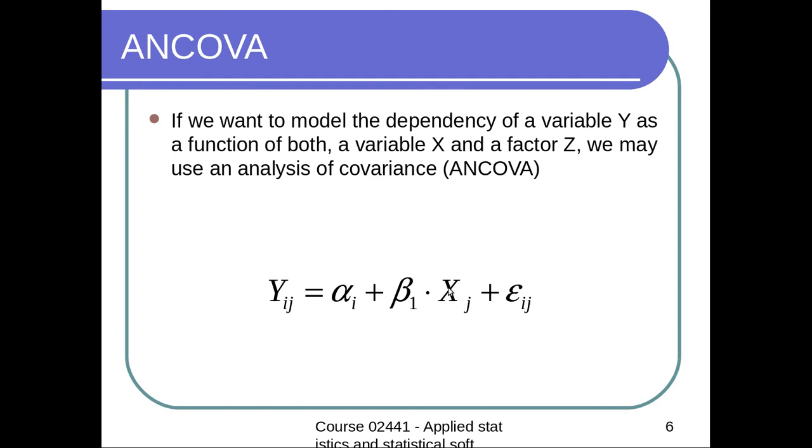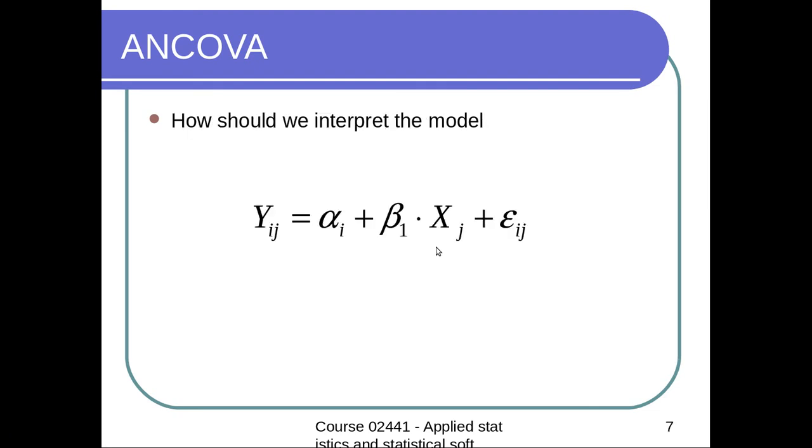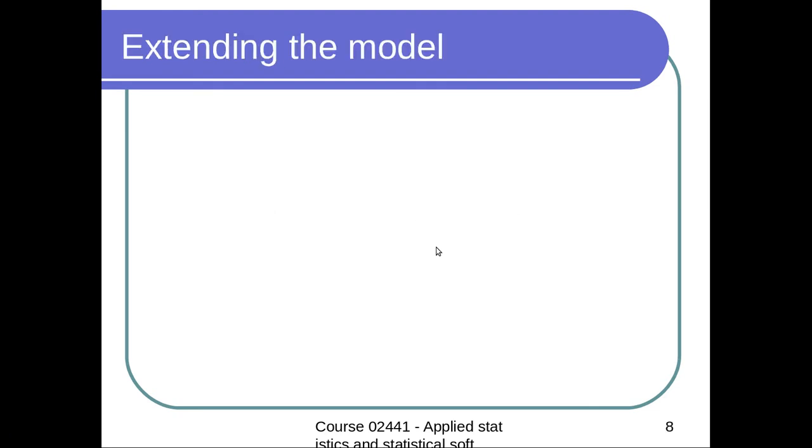So what we have here is basically a line with a fixed, or a set of lines. Say alpha has 3 levels, so we have 3 lines that are parallel, and the only difference is the intercept. So that is the interpretation. Now, how do we extend this?